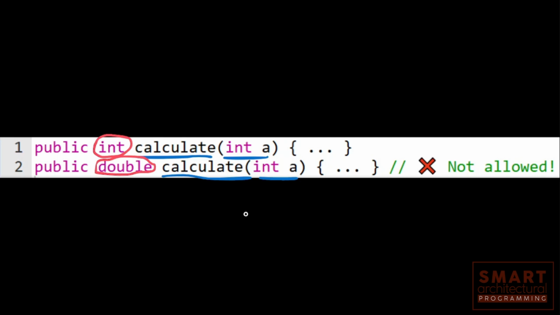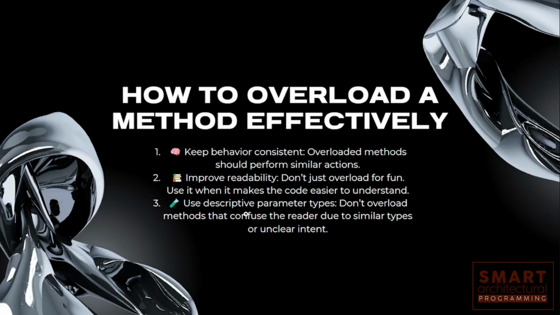Based on that understanding, let's look into how to overload a method effectively. Now we understand what method overloading is and what method signatures are. We need to understand how overloading actually works, so how you can use it effectively. There are three things you need to remember to make sure method overloading is consistent. Number one, keep behavior consistent, because overloaded methods should perform similar actions, and you wouldn't be sure how to leverage methods with the same names if they have different functionalities.